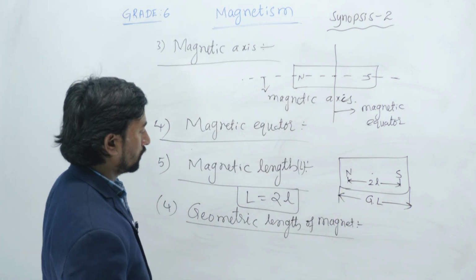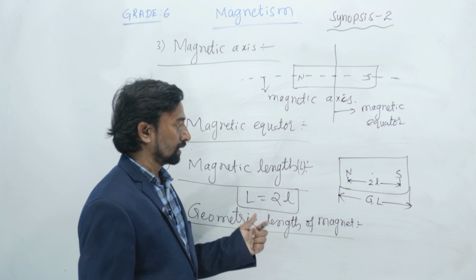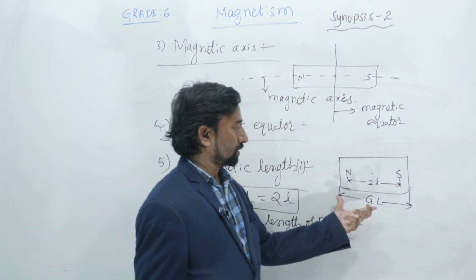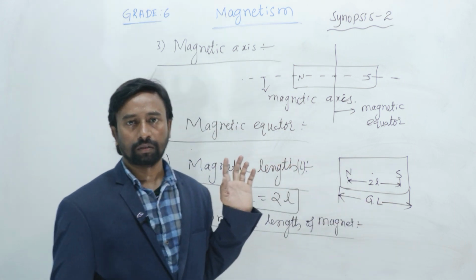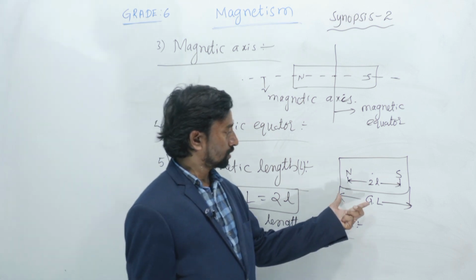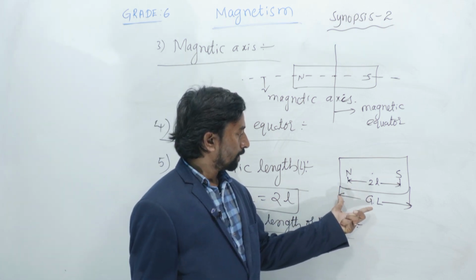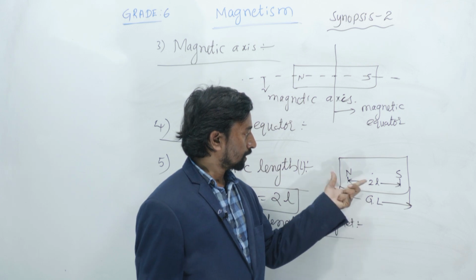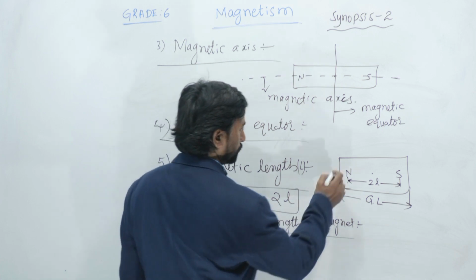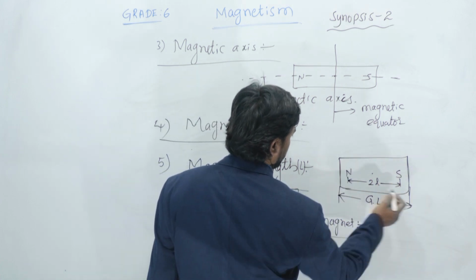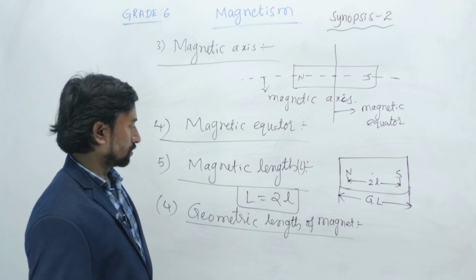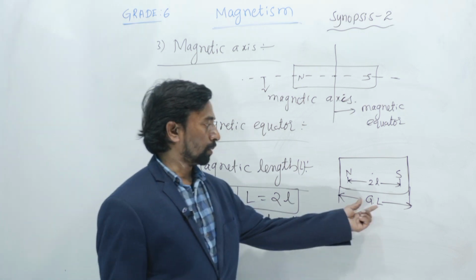Now here we have the relation between the magnetic length and the geometric length. Geometric length is nothing but the distance between the two edges of the bar magnet, the length along the magnetic axis. The length between the edges of the magnet along the magnetic axis is called the geometric length.